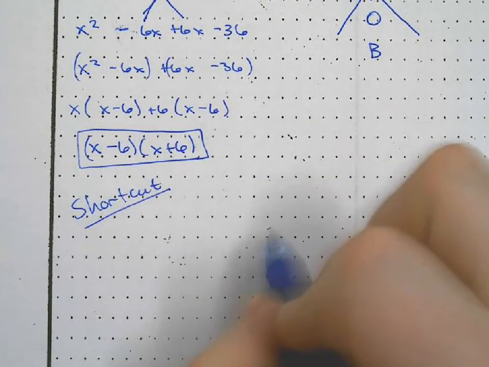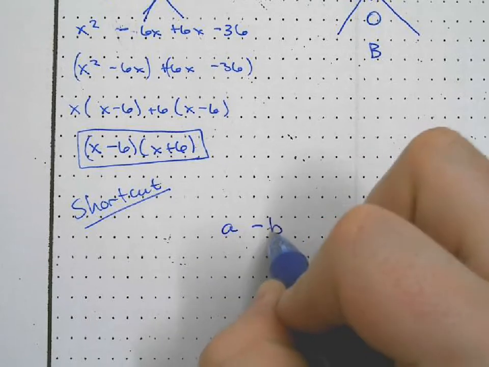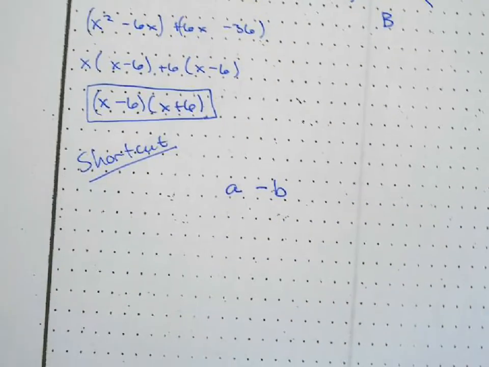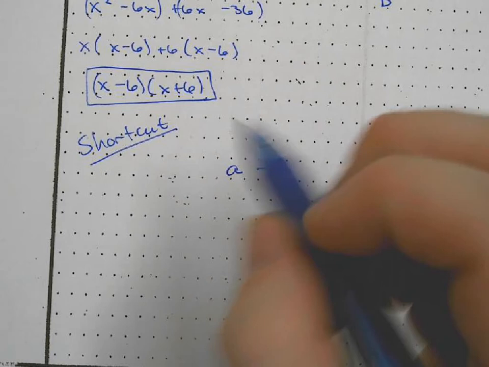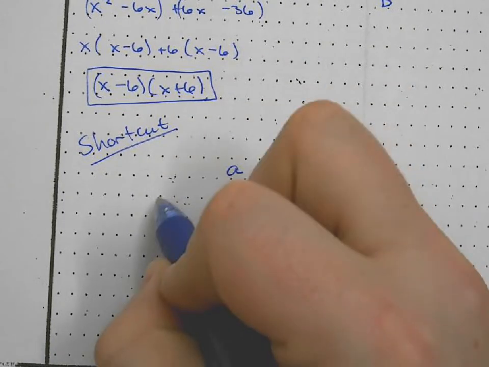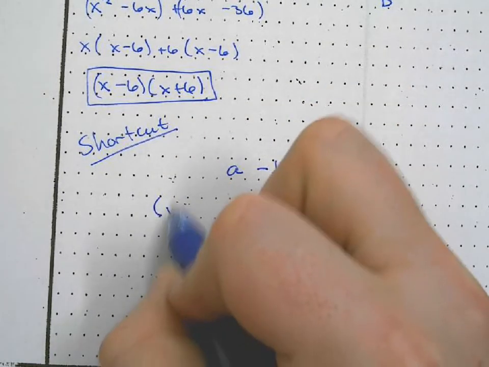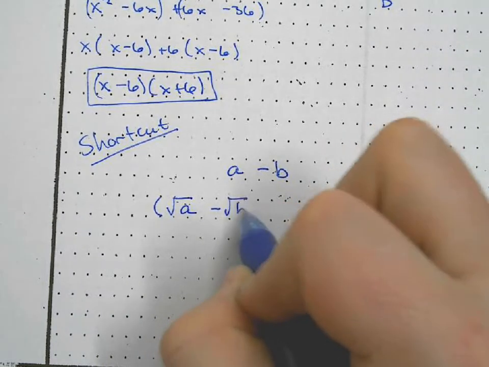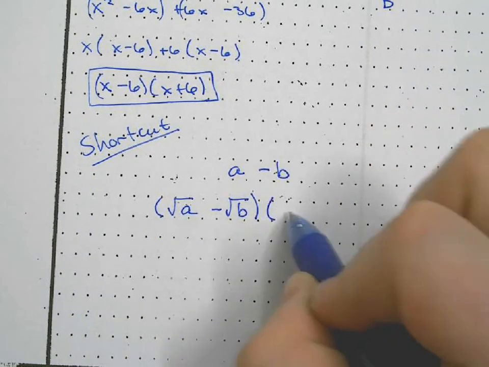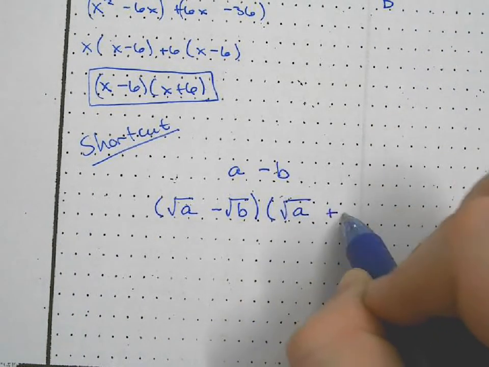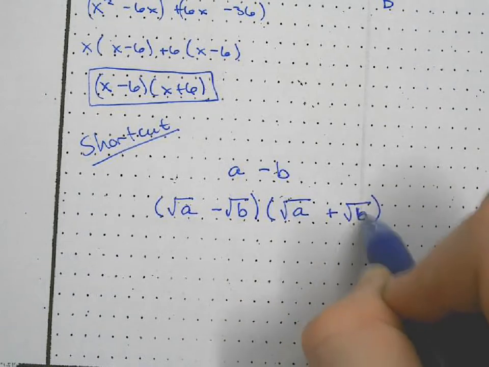So say we're just looking at any two terms being subtracted, a minus b. Well, to factor these, I can really quick say, well, I'm just going to take the square root of a and subtract the square root of b, and I'm going to multiply that by the square root of a plus the square root of b.